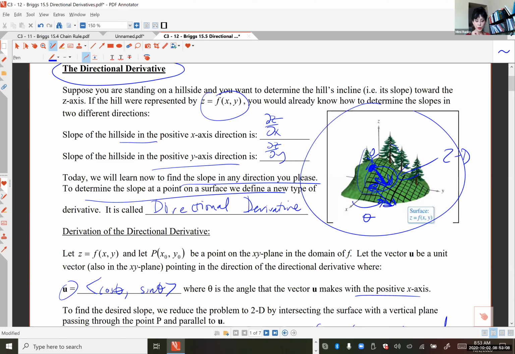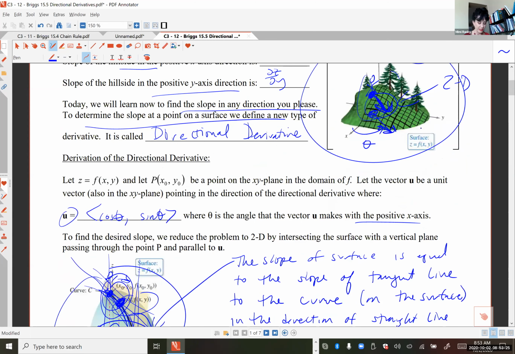But this little u, this direction vector, you can think of as if you have a little compass in your hand, and it's a 2D compass, so it's flat, pointing you in the direction that you want to find your slope of. So that's sort of the plan.